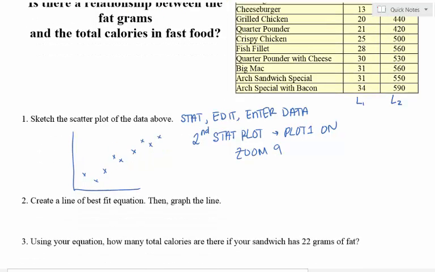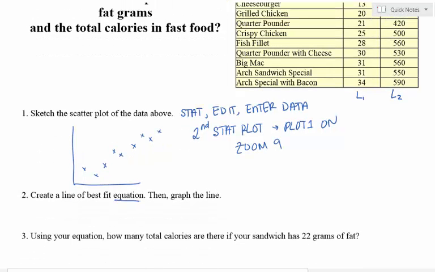Then I need to create a line of best fit equation. So the first thing I need to do is find the equation. So I'm going to go to Stat, over to Calc, linear regression, that's what that's short for, LinReg.